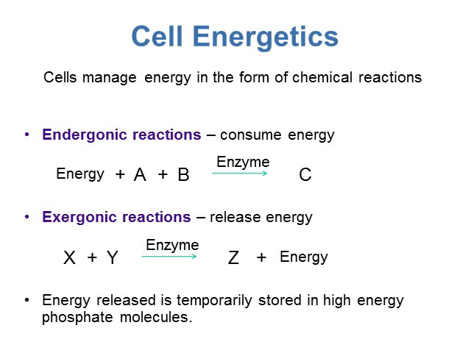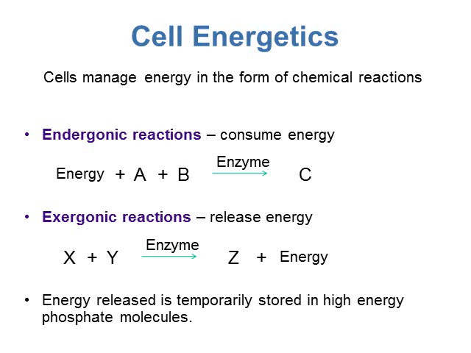So cells need energy. That's one of the characteristics of life. Cells manage energy in that chemical form that I was just talking about. There are different types of reactions. There's endergonic reactions, that's the first one up here. Endergonic reactions consume energy. So with these reactions, we have to use energy to actually get them going.